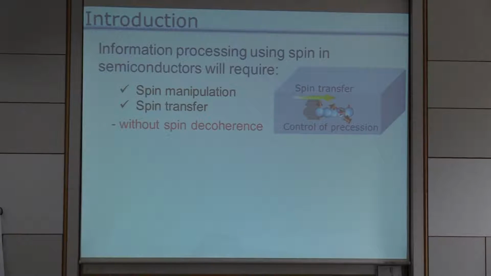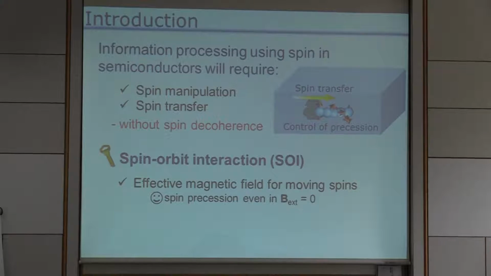Okay, so now I'd like to start with a brief introduction. As I mentioned in the beginning, quantum information processing using spins in semiconductors will require spin manipulation and also spin transport. The important point is that we want to do this without spin decoherence. The key physical phenomenon is spin-orbit interaction. This is because spin-orbit interaction induces an effective magnetic field for moving spins. So this means we can precess electron spin even in the absence of an external magnetic field.